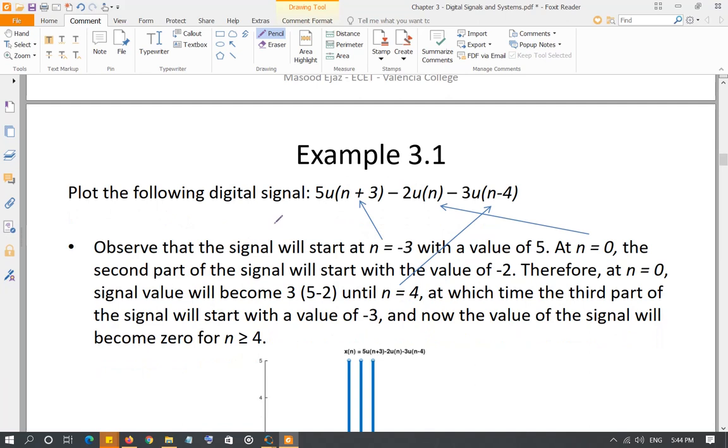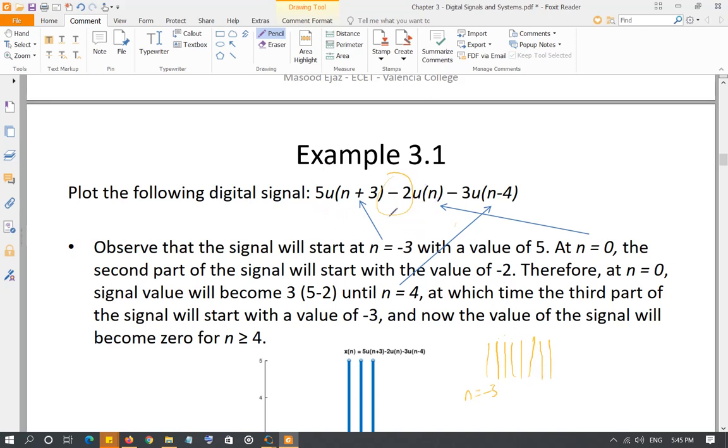So there are some examples given here. I'm asking you to plot a digital signal which is given by 5 u n plus 3, minus 2 u n, and 3 u n minus 4. So 5 u n plus 3 is going to start at n equal to negative 3, right? And the value of the signal is going to be 5. So it's going to start, let's say this is n equal to negative 3. Now the next signal is going to start at n equal to 0 and the value is going to be negative 2. So I have negative 3, negative 2, negative 1, 0, 1, and this function will keep on going, of course.